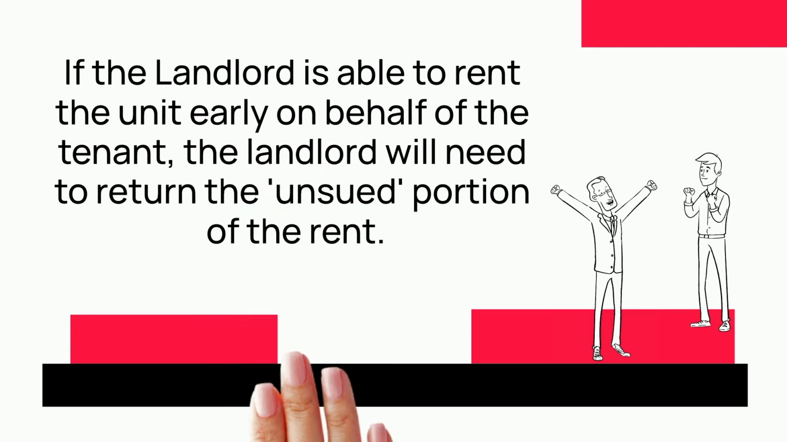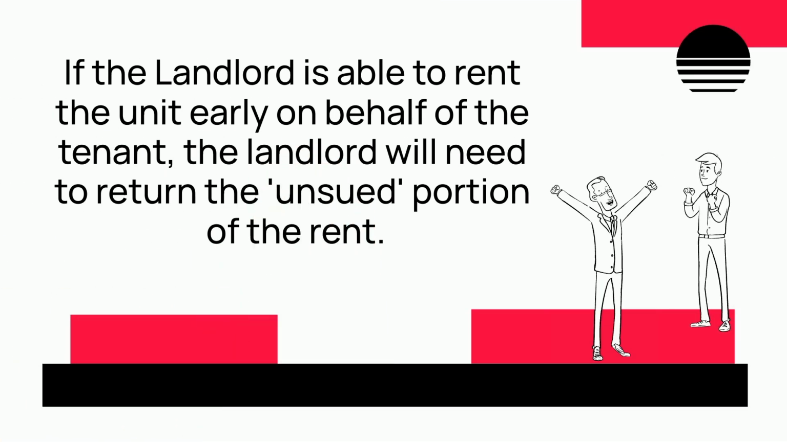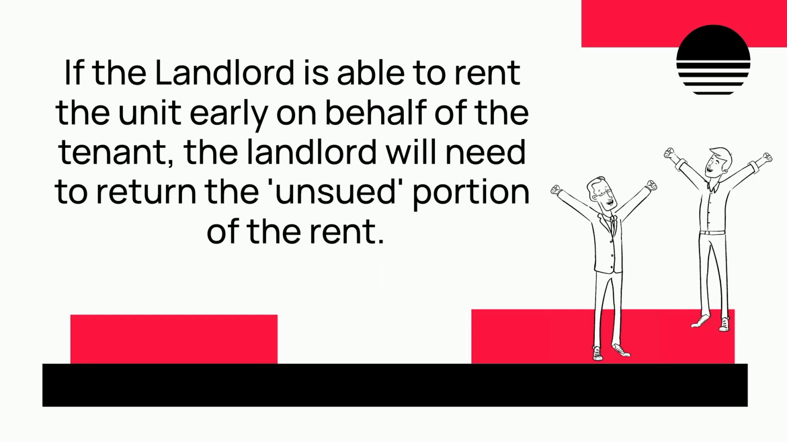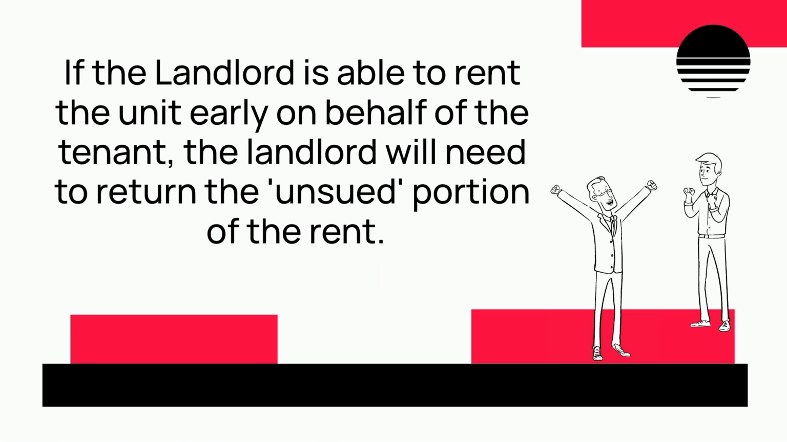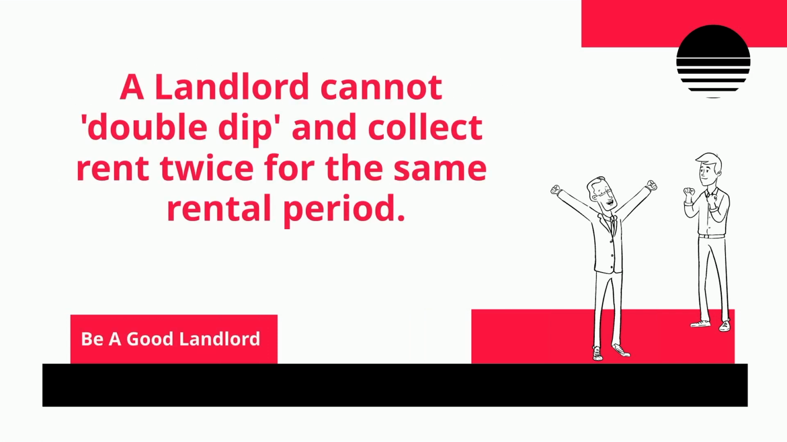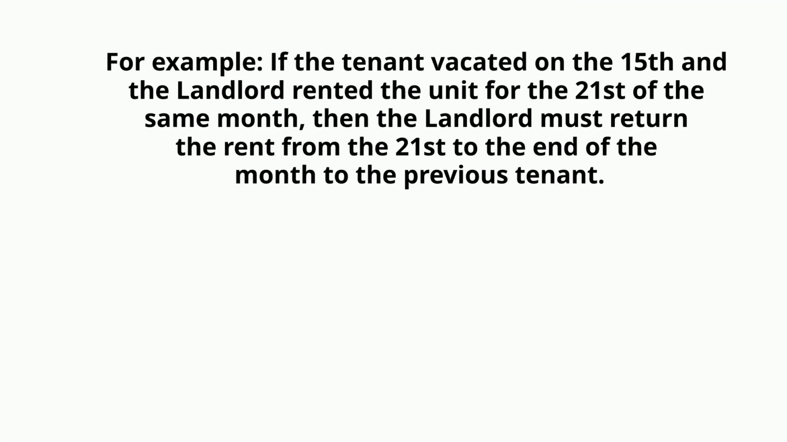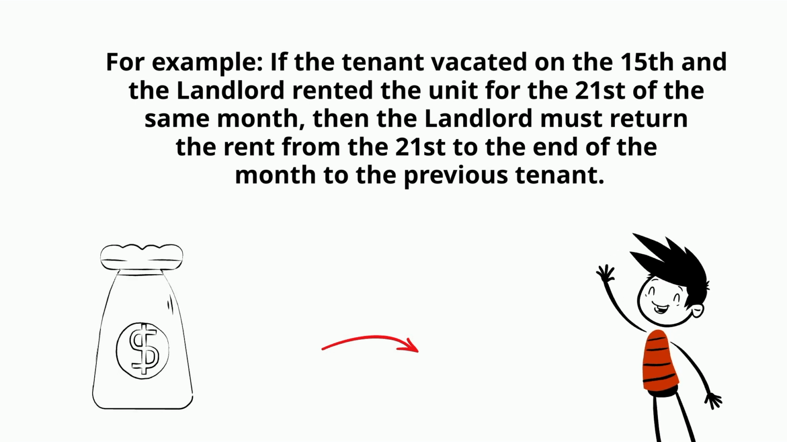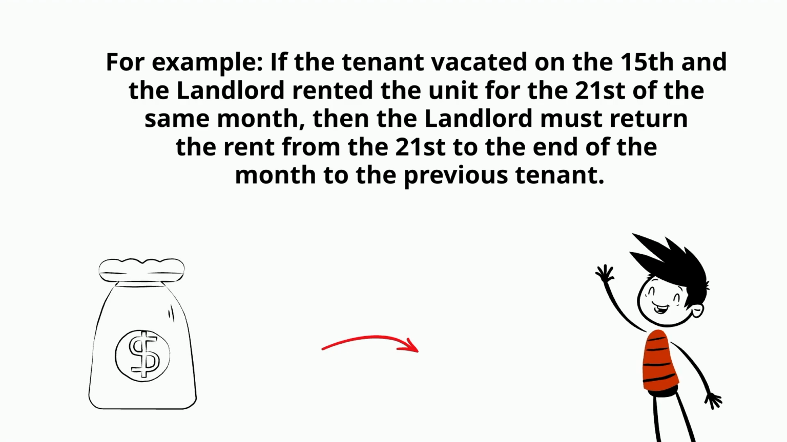If, however, the landlord is able to rent the unit early, as in prior to the end of the notice period provided by the tenant, then the landlord has an obligation to return the unused portion of the rent to the tenant that vacated. A landlord should not profit or double dip for rent within the same rental period. For example, if the tenant vacates on the 15th and the landlord rents it for the 21st, from the 21st to the end of the month, the landlord needs to return that portion of the rent to the previous tenant.